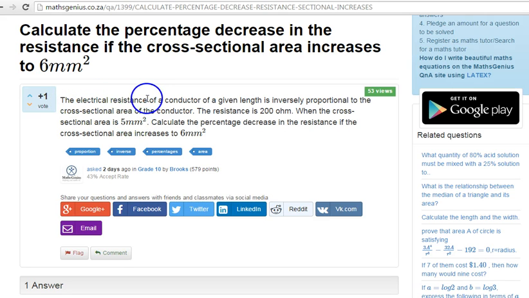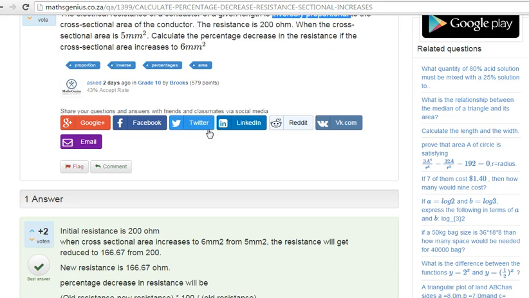It says the electrical resistance of a conductor of a given length is inversely proportional, right? So that should tell us that increasing the resistance decreases the area, and vice versa. Increasing the area decreases the resistance. So the resistance is 200 ohms when the cross-sectional area is 5 square millimeters. Calculate the percentage decrease in the resistance if the cross-sectional area increases to 6 square millimeters.